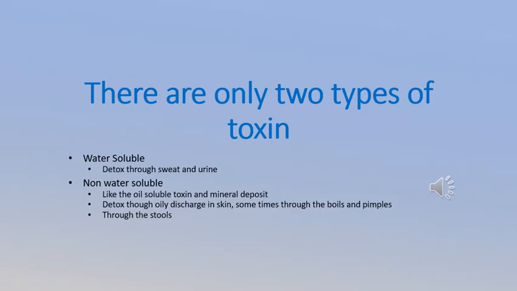When it comes to toxin, there are only two types of toxin in the body. One is water soluble, one is non-water soluble. The water soluble normally detoxes through the sweat and urine. The non-water soluble, sometimes they are oil toxin, or minerals like calcium deposits inside the body, the calcium stone. They are non-water soluble. So normally they detox through discharge in the skin, and sometimes through boils and pimples on the skin. And most of this insoluble toxin is also discharged through the stool.